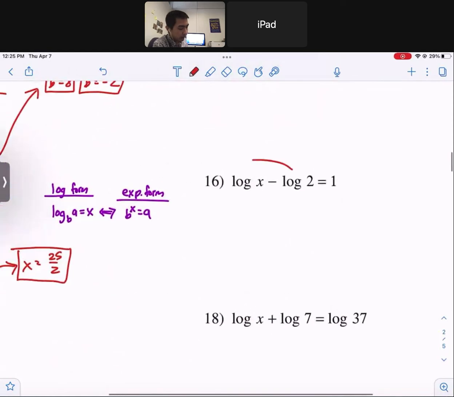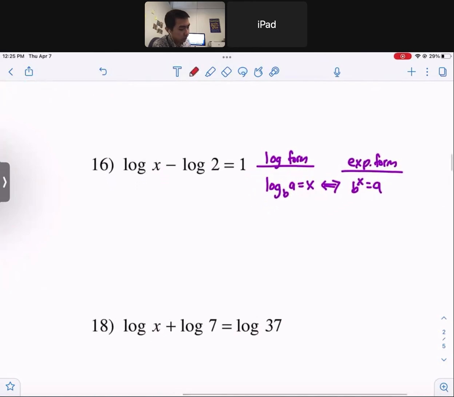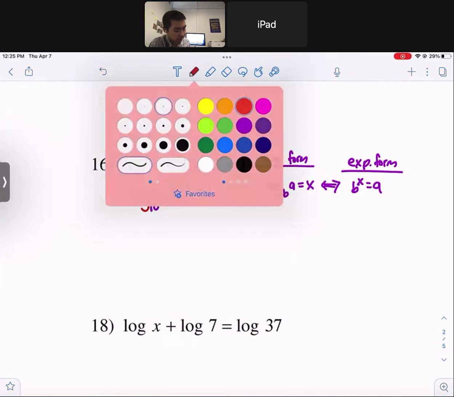16. So again, if you guys just do a quick glance, we're going to get a log equals some number. So that means eventually we are going to have to change it from log form to exponential form. So we're going to condense these logs, but it's a minus sign, so it's going to be x divided by 2 equals 1. The base of this log is 10. So if it's not there, it's 10. And now change it to exponential form.